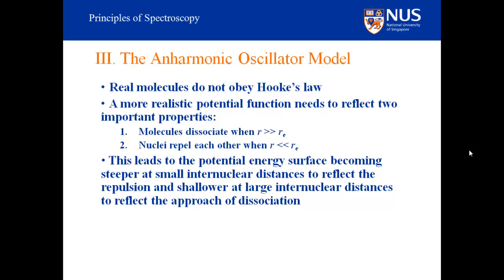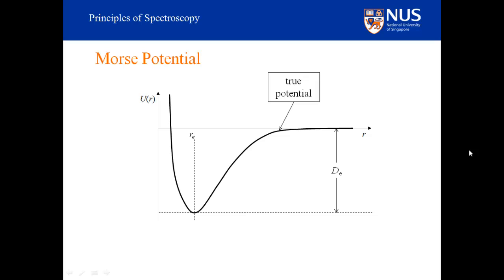Remember that the harmonic oscillator also implies that the nuclei can go through each other, which really doesn't make any sense. So therefore the potential energy surface that we really want is one that becomes steeper at small internuclear distances, but becomes shallower at larger internuclear distances, and those are to reflect repulsion and dissociation. One of the simplest functions that has been introduced to represent these properties is known as the Morse potential.